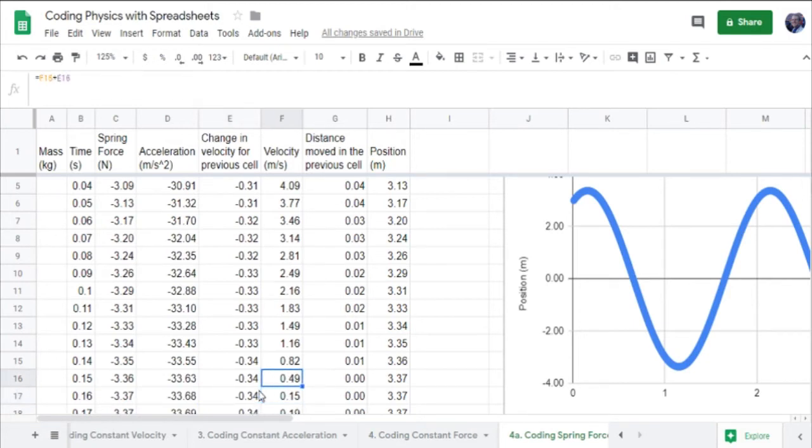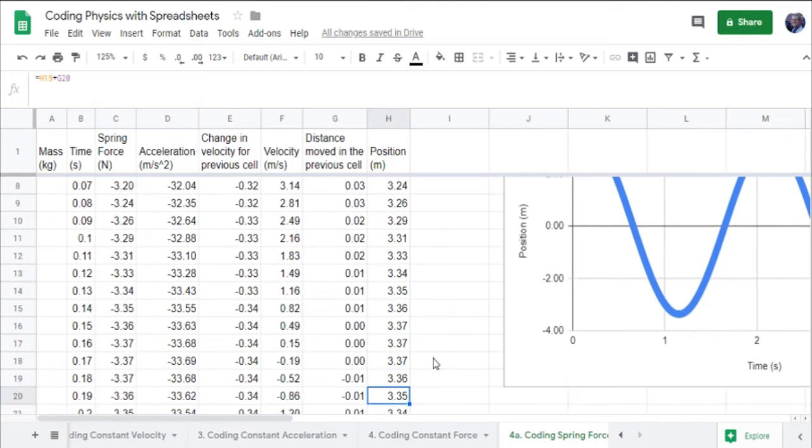So your velocity, for example, here goes from about 0.5 meters per second to 0.15 meters per second in only 1/100th of a second. That's an enormous change in velocity. That also means your distance moved is going to be really, really small because you don't have that much velocity anymore. So your position is going to stall out. So you're going from 3.34 up to 3.37. Then you have to start turning back around because you still have this strong force pulling you backwards.